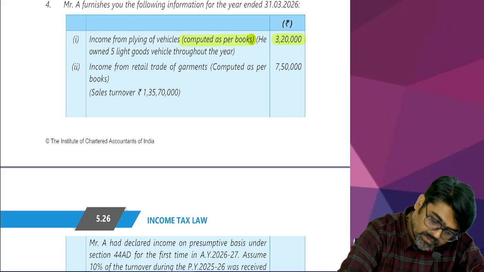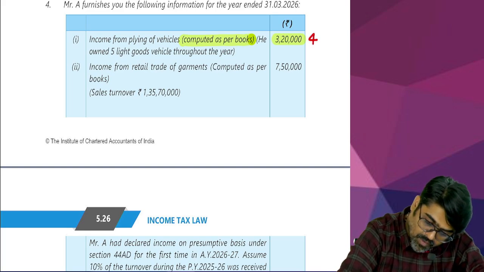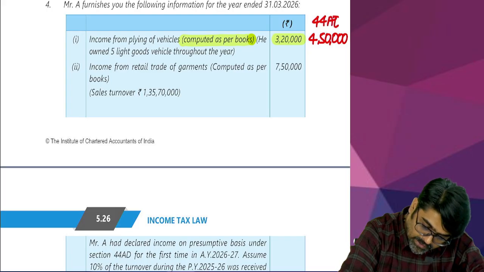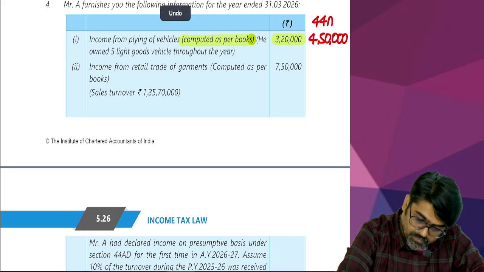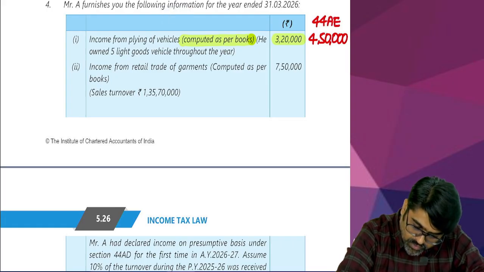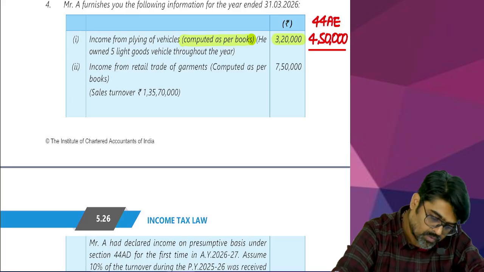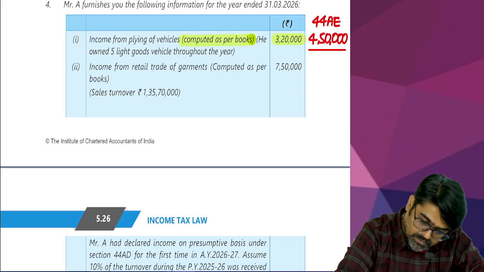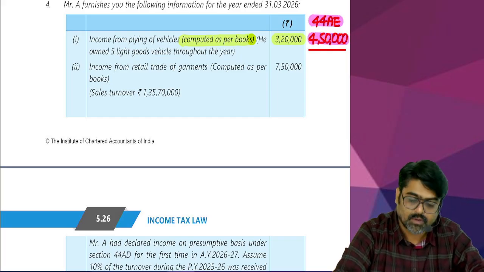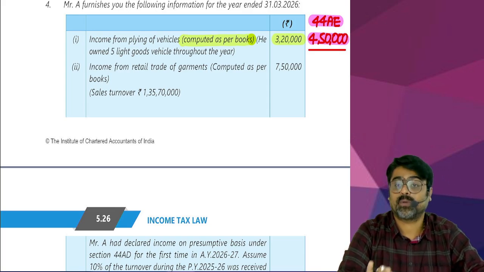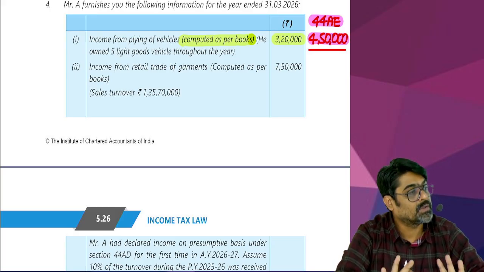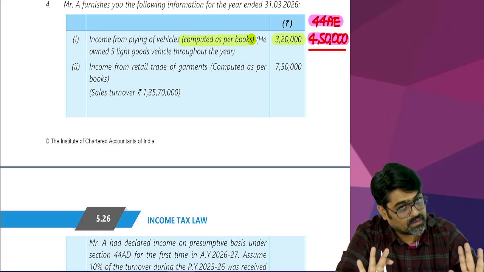So if you follow this normal, then it is 3,20,000. But if you follow 44AE, then minimum how much you have to show? So this is as per 44AE. Yes or no? As per 44AE, if you show the income of this transport business, then it is 4,50,000. Pink color. Okay, no? So the same transport business, the income as per normal provisions is 3,20,000. But if you follow 44AE, you will have to show minimum how much? 4,50,000. Done, sir? Done, sir?